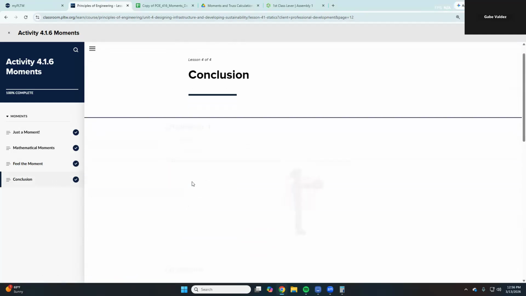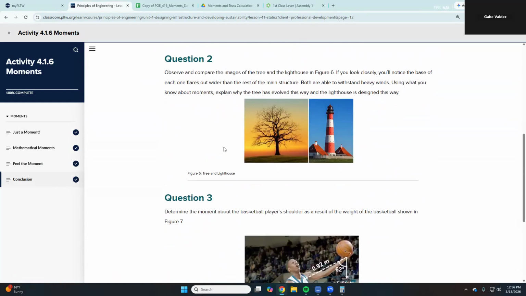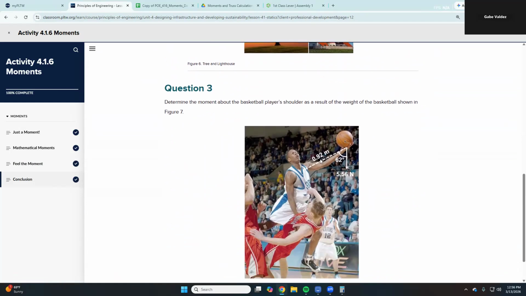Okay. So then we get to the conclusion, and they have you hold this basketball straight out, or the bowling ball. What's the moment generated on your shoulder? 15 pounds and then the length of your arm. Question 2, question 3: the line of action of this force. This one's kind of unique, because what you'll do is say, here's the distance I'm given, and I need a force perpendicular to that distance. So I need to figure out what this magnitude is here. I have this 62 degrees for this force here.